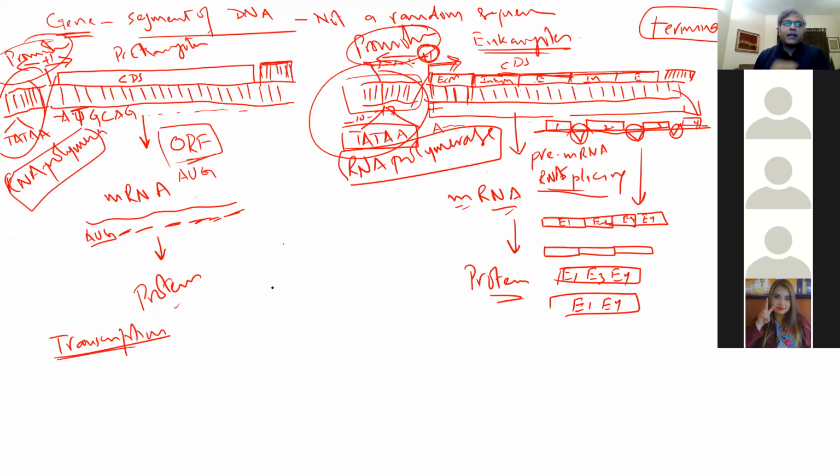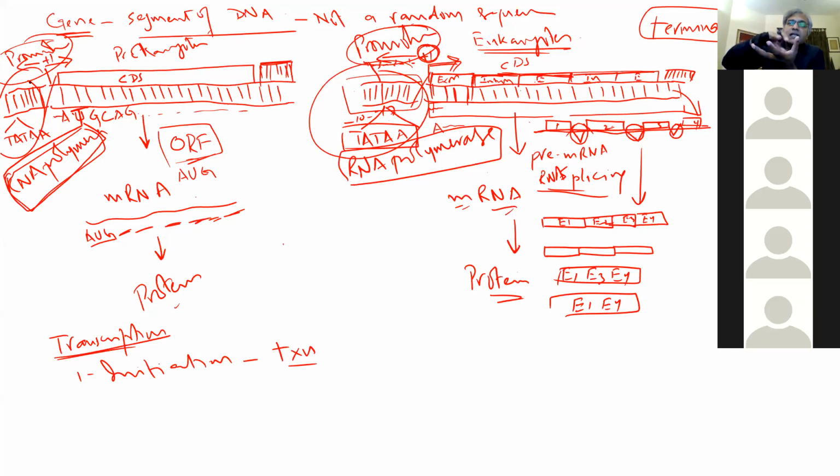There are three main steps. Number one is initiation, transcription initiation. TXN means transcription. Transcription initiation means when the RNA polymerase recognizes the promoter. Like a saddle, it sits on the promoter. It has not started synthesizing RNA. It has just recognized the promoter and is ready for transcription.